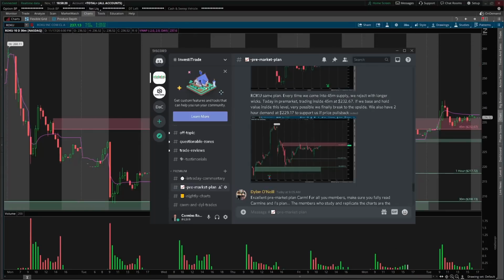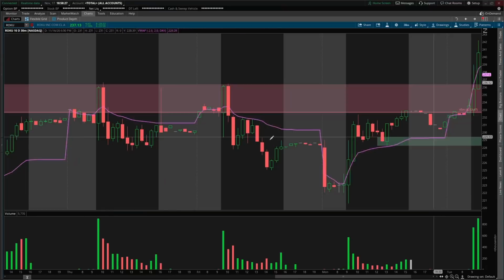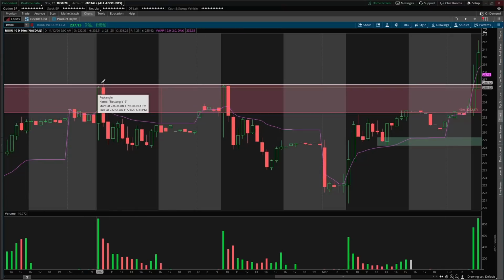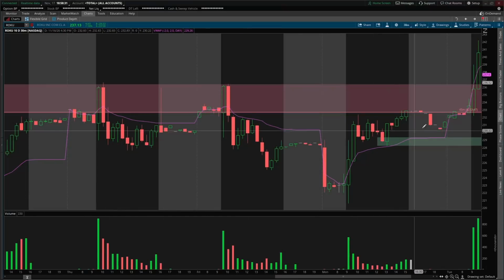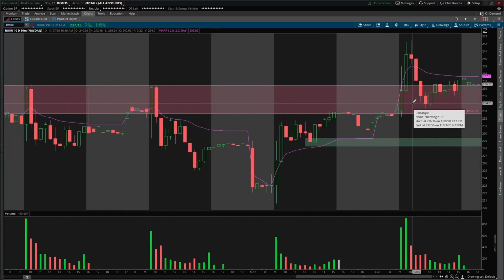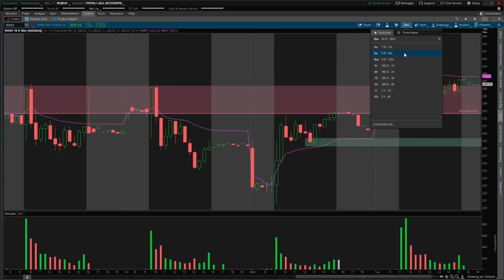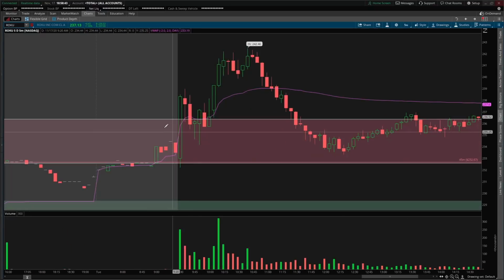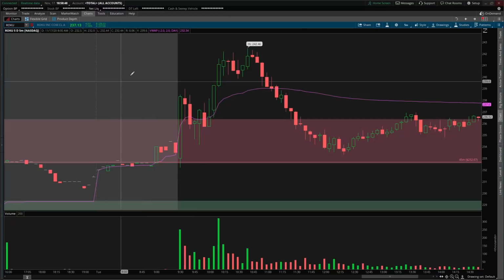Last thing I want to go over is Roku, and this was the plan that we had a 45-minute supply zone, and that every time we come into this level, we reject with ugly, pretty nasty wicks. So I said that today we were gapping up. In pre-market, we were trading inside of the level. Now, this is the flip side of the strategy, because if we start holding value, we start basing inside, and we start speculating that new demand is forming inside of old supply, we can look to take the trade long, which is exactly what we did.